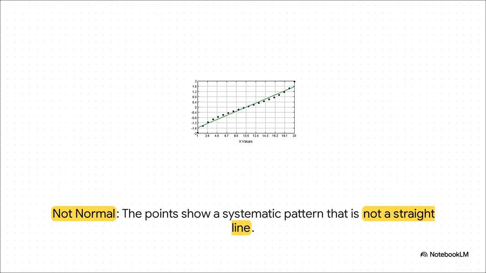And finally, here's another way that data can fail the test. The points aren't just scattered randomly this time. Instead, they form a very clear systematic curve. And since a curve is definitely not a straight line, our conclusion is the same. This data is not normal.